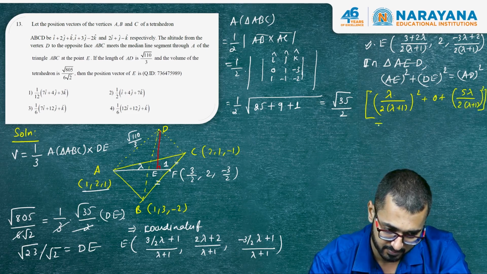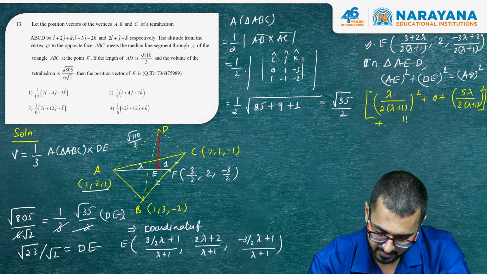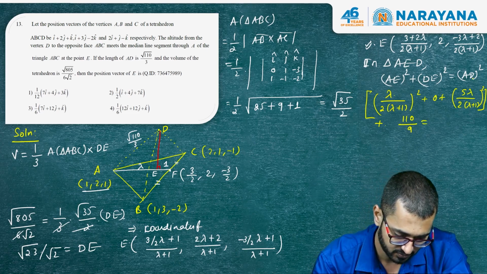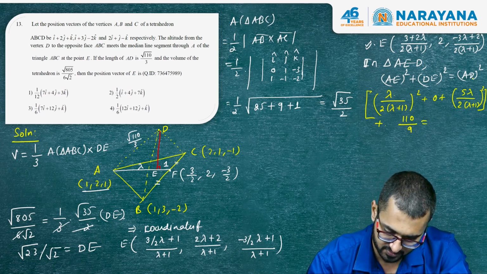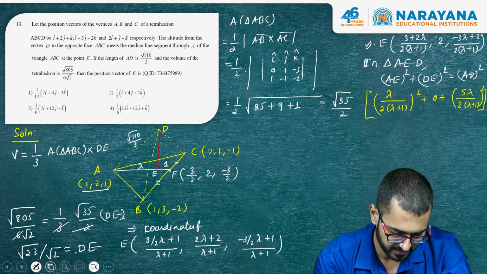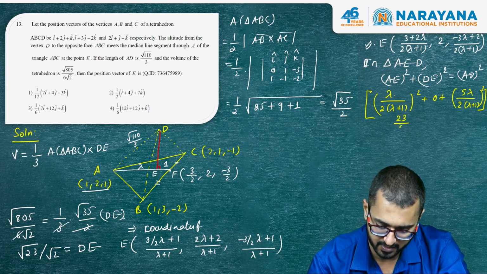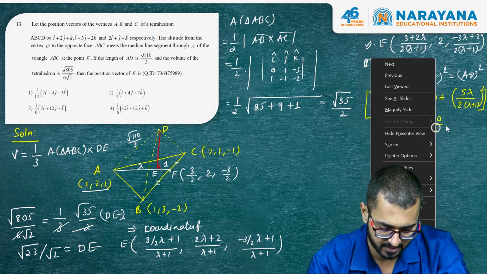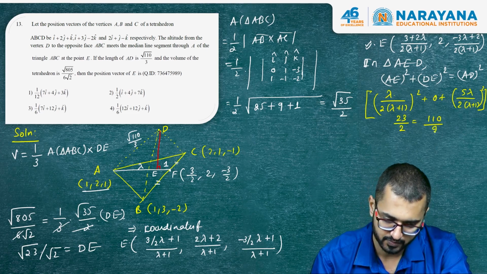This plus DE square, we know it's already how much? 110 by 9. So square it, 110 by 9 is equal to AD square. So AD square is DE square. So DE square is basically root 23 by 2. So we'll be getting here 23 by 2 is equal to 110 by 9. So we got this value.